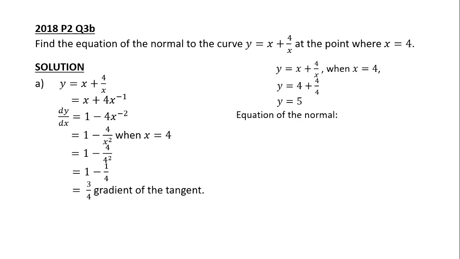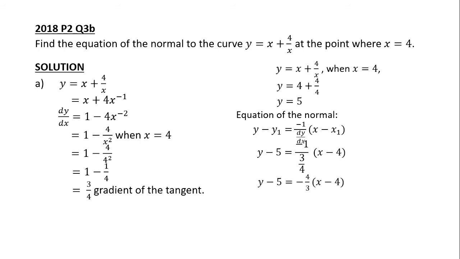Then the equation of the normal is y minus y1 equal to negative 1 over dy dx, open your bracket, x minus x1. So where there's y1, we'll replace a 5, and where there's x1, we'll substitute a 4. Where there's dy dx, we'll replace our 3 over 4. It will look like that. Negative 1 divided by 3 over 4 is the same as negative 4 over 3.